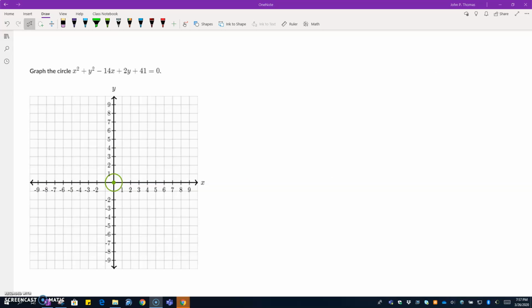Now this one is really the same question, except they ask you to graph it rather than just list the critical features. So I'm going to go ahead and set this up in the structure to complete the square. So I've got x squared minus 14x plus blank, plus y squared plus 2y plus blank, equals, and I'm going to subtract that 41 over to the other side. Half of 14 is 7. 7 squared is 49. That's my first blank. So I need a plus 49 on the other side as well. Half of 2 is 1. 1 squared is 1. So I'm going to have a 1 on the other side as well.